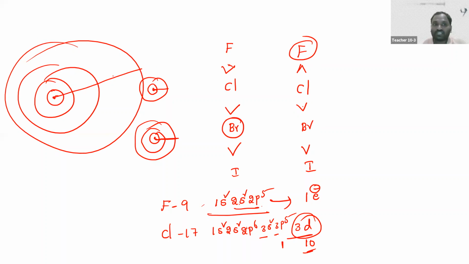Because as the size increases, the attracting power decreases. But in case of chlorine, two factors are supporting. Accepting tendency is there, accommodation power is there. It's like, I'll give one general example. I think I had given it last class also.